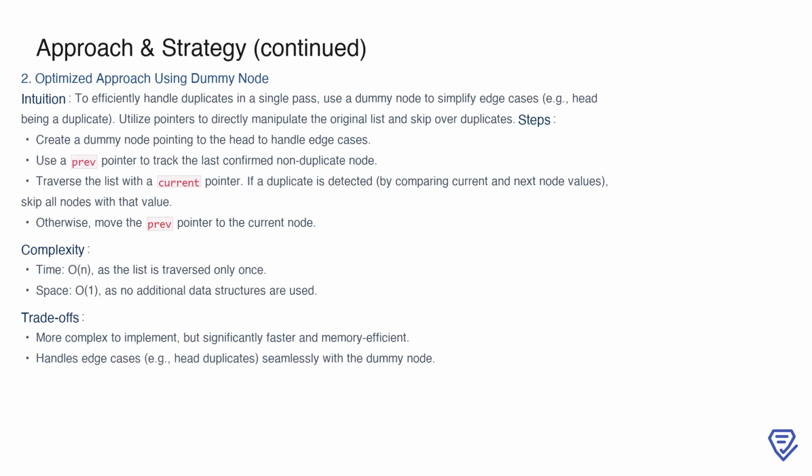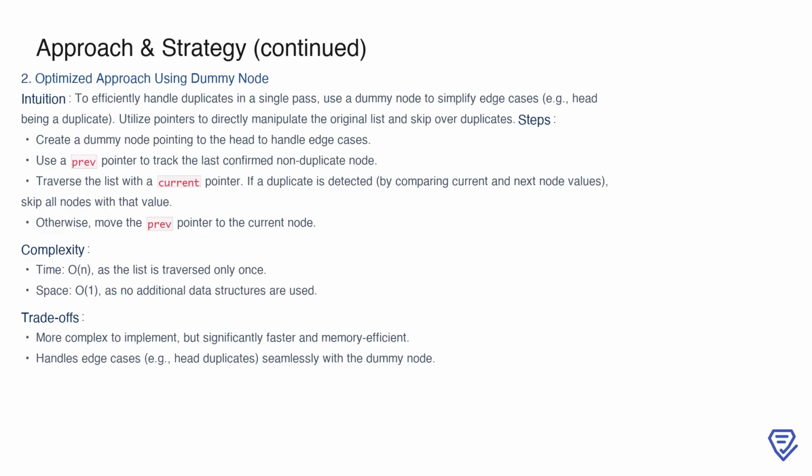Now, let's focus on a more efficient solution, the optimized approach using a dummy node. Here, the goal is to handle duplicates in a single traversal while directly modifying the original list. To simplify edge cases, such as when the head node itself is a duplicate, we use a dummy node that points to the head of the list. Two pointers, previous and current, guide the traversal. The previous pointer marks the last confirmed non-duplicate node, while the current pointer moves through the list.